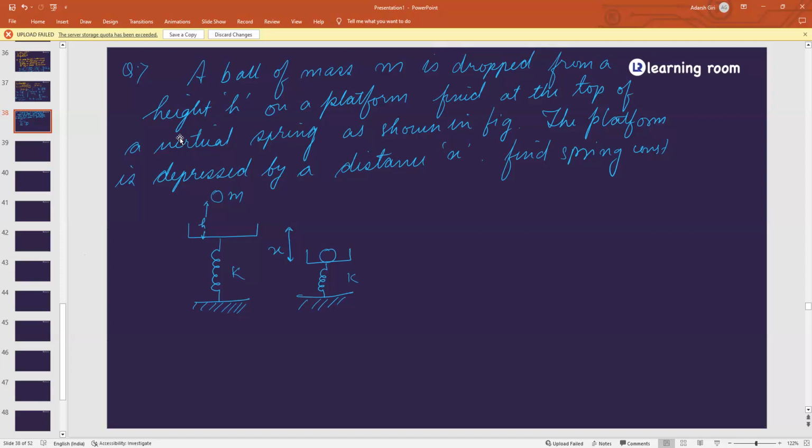So what does the work energy theorem say? What statement does it make? It says that loss in potential energy will be equal to the gain in spring energy. Equate them. Tell me the answer.